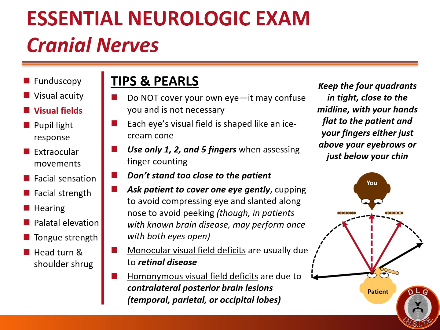Ask the patient to cover one eye gently, cupping to avoid compressing the eye and slant it along the nose to avoid peeking. Though realize in patients with known brain disease, you can also perform both eyes open at the same time. Monocular visual field deficits are usually due to retinal disease. Homonymous visual field deficits are due to contralateral posterior brain lesions, temporal, parietal, or occipital lobes.